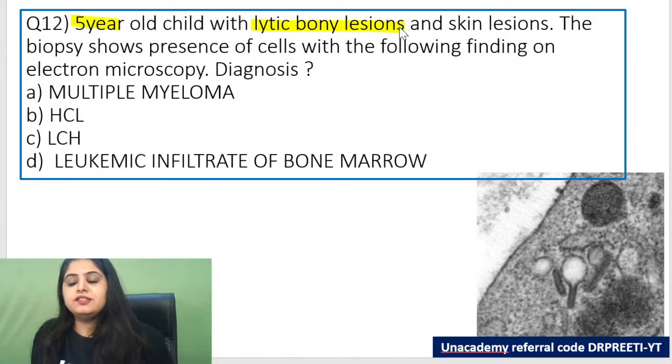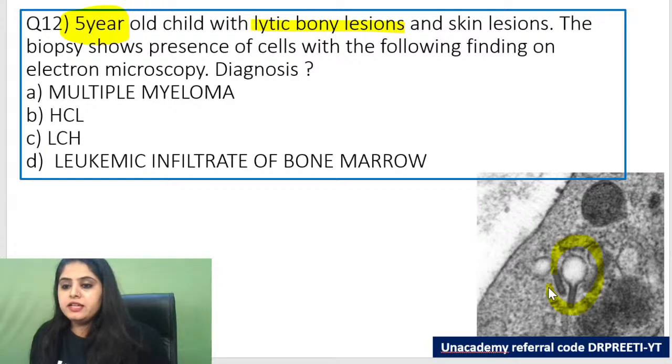In the exam, many students, the first impression that they have on seeing lytic bony lesions is multiple myeloma. Examiner will do this. Lytic bony lesions के साथ हमेशा पहला option multiple myeloma होगा. Don't fall for that trap. Read everything. Look at the age of the patient. Look at the picture given to you. Yes. What is the picture given to us?